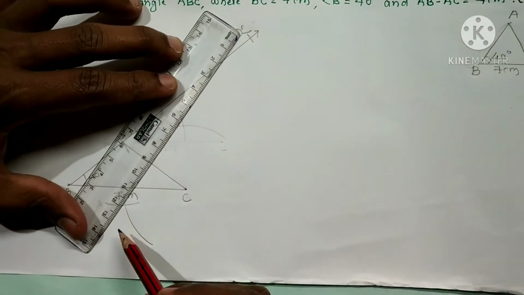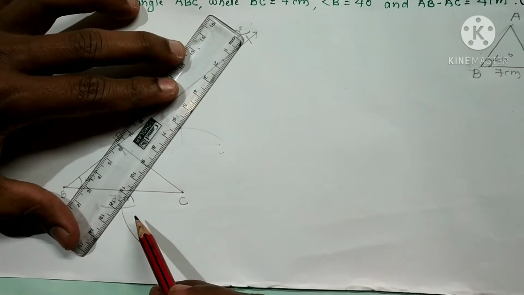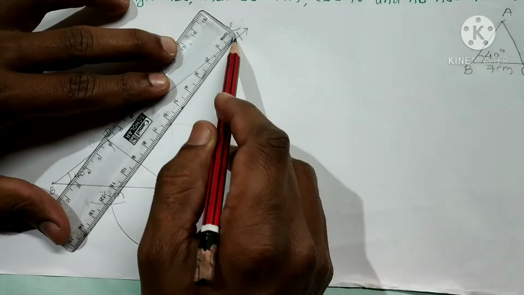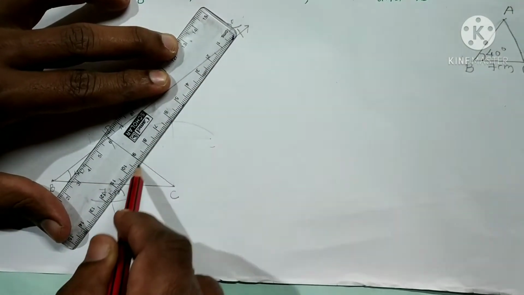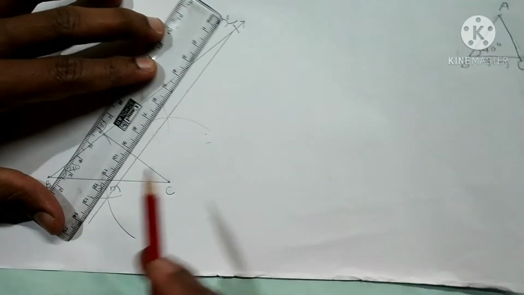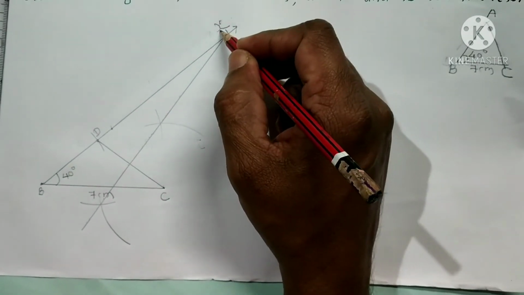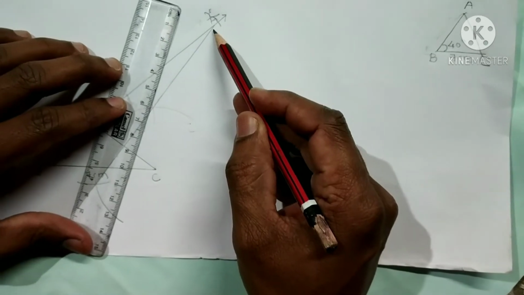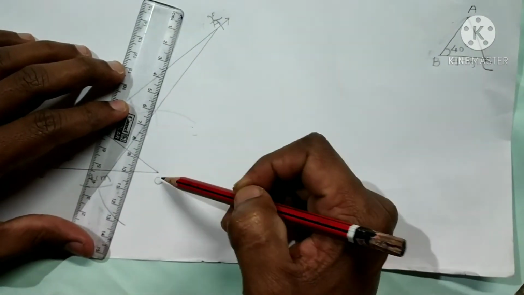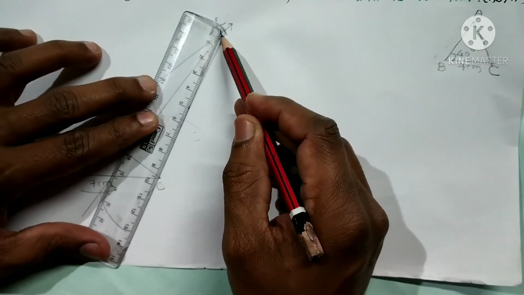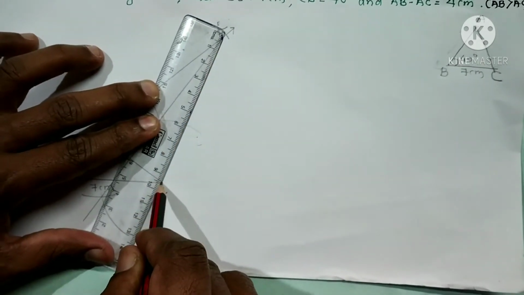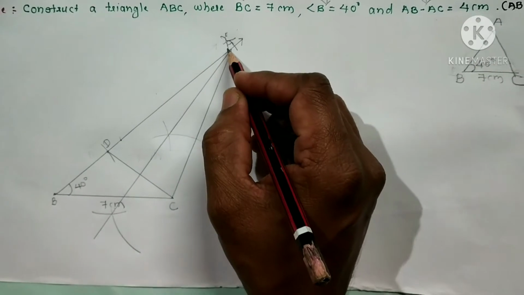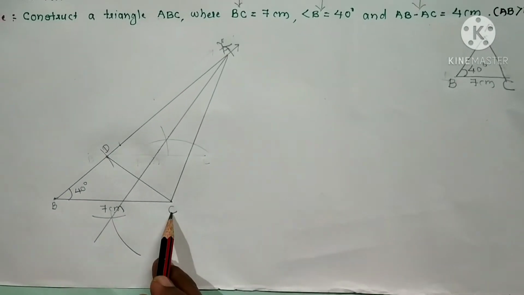Now extend this bisector line up to here like this. So this point is A and you have to join these 2 points A and C. So this is the required triangle ABC.